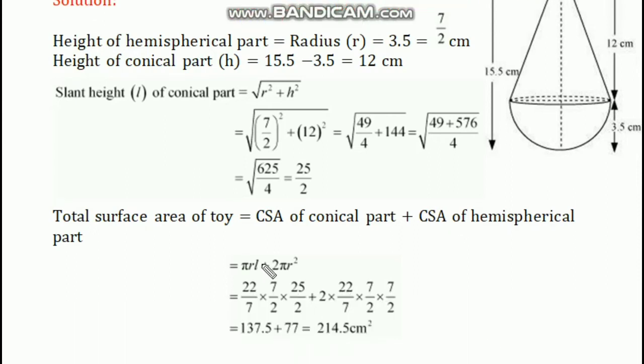So we know the formula. Curved surface area of cone is pi r L plus curved surface area of hemisphere is 2 pi r square. This is equal to the total surface area of the toy. Substitute here 22 by 7 into 7 by 2 radius and 25 by 2, plus 2 into 22 by 7, radius is 7 by 2 into 7 by 2. Then simplify, so we get 137.5 plus 77. So you will get 214.5 centimeters square. The total surface area of the toy is 214.5 centimeters square.